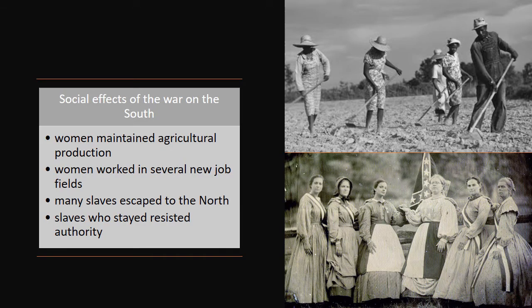The Civil War had a significant impact on Southern society. As most of the men were off fighting the war, women had to stay home and attempt to run the plantations to maintain its agricultural production. Women also had to replace men in several new fields, including nursing. They also cooked meals and sewed uniforms for the soldiers.